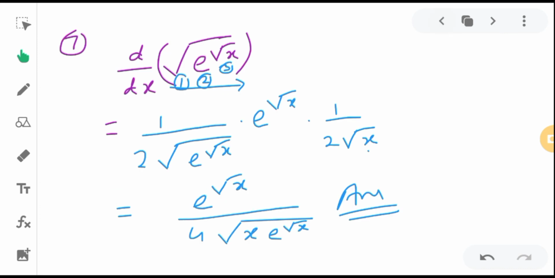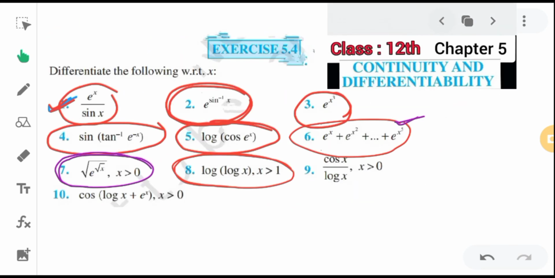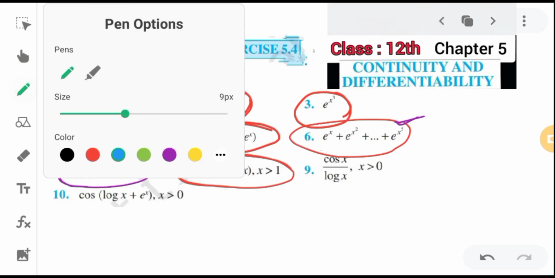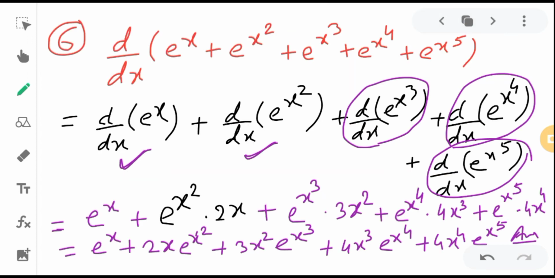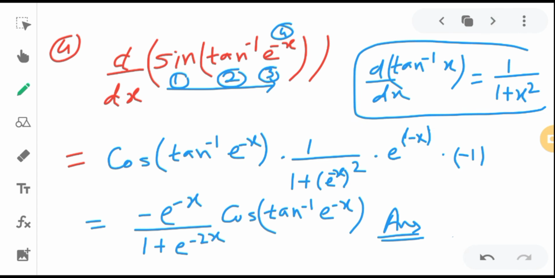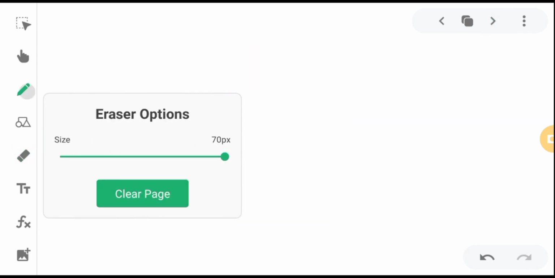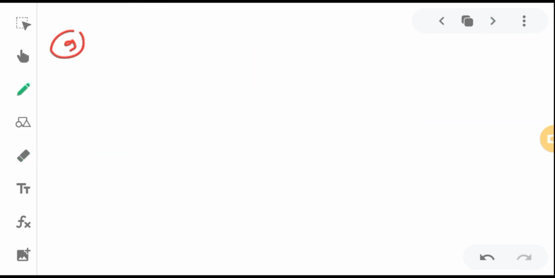Now we are moving to our next question, question number 9. What is question number 9? We have to find the derivative of cos x divided by log x.